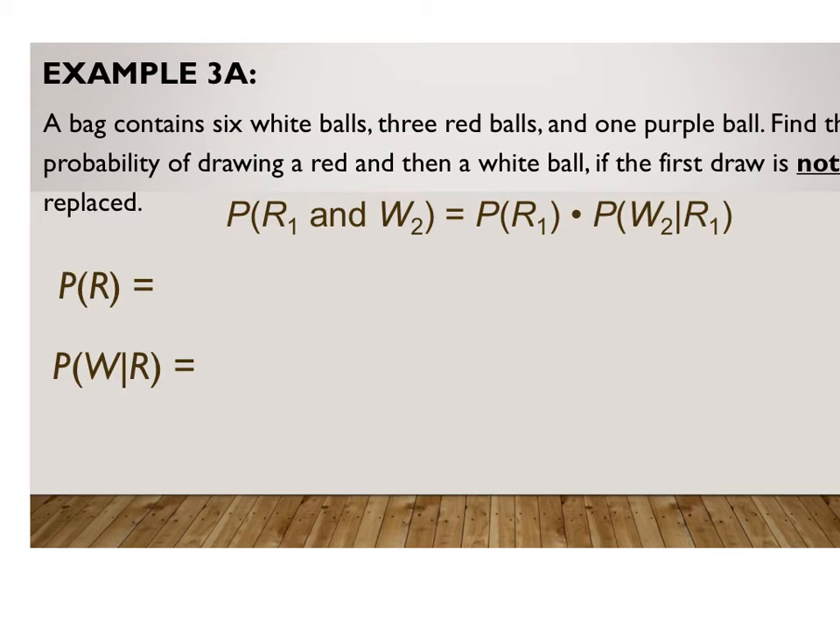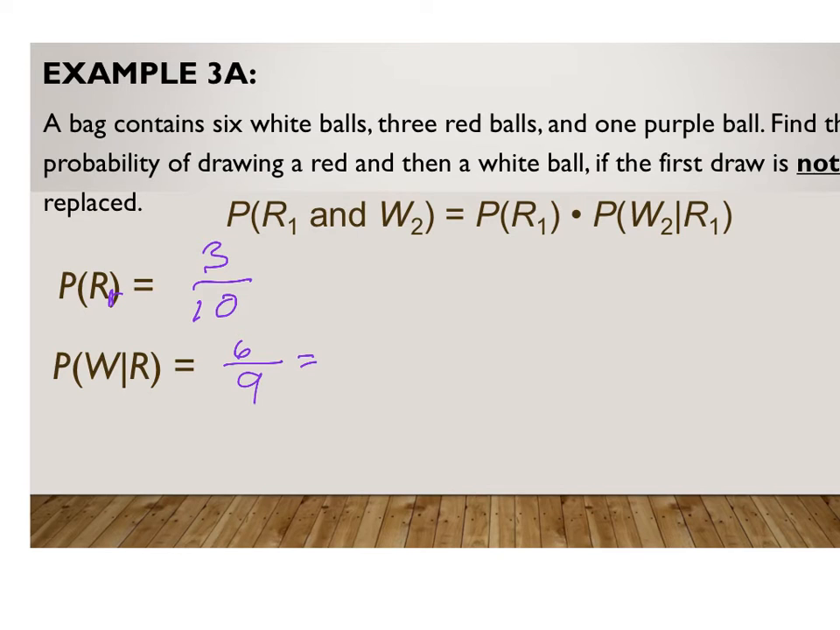So the probability of red on a first draw is going to be 3, because we have 3 red balls out of 10. This is the probability of R sub 1, red on the first draw. The probability of white on the second draw, given that red has occurred: I have 6 whites still in the bag, because I've only drawn out a red, but I don't have 10 anymore, I now have 9.